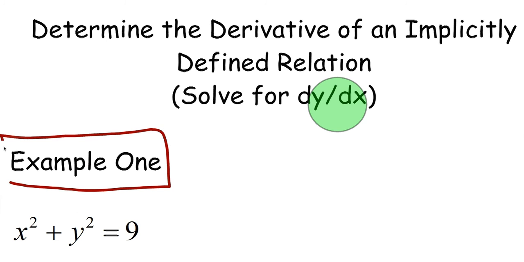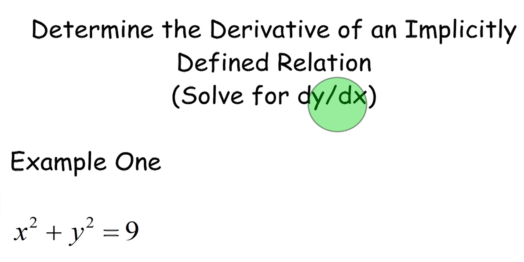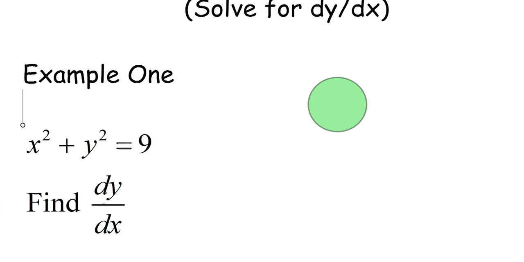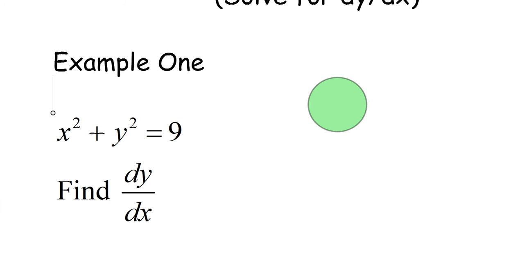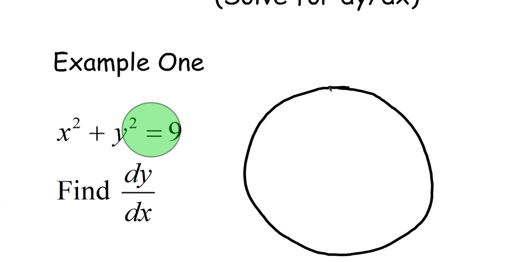So this is going to be example 1. Go ahead and read this together. Zoom in a little bit. We have x squared plus y squared equals 9. If you remember from conic sections, this is going to be a circle. Let's go ahead and draw that circle. It's not going to be the best, but it'll be pretty close.